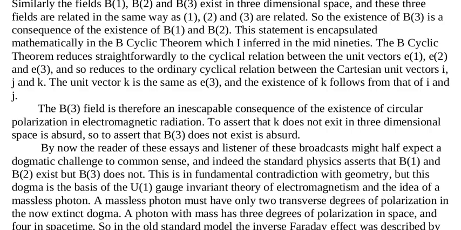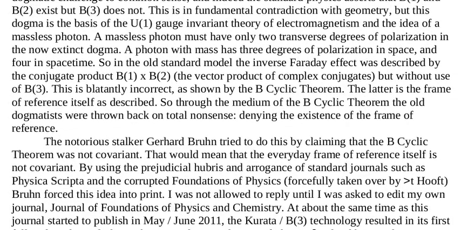By now, the reader of these essays and listener of these broadcasts might half expect the dogmatic challenge to common sense, and indeed the standard physics asserts that B1 and B2 exist, but B3 does not. This is in fundamental contradiction with geometry, but this dogma is the basis of the U1 gauge invariant theory of electromagnetism and the idea of a massless photon. A massless photon must have only two transverse degrees of polarization in the now extinct dogma. A photon with mass has 3 degrees of polarization in space and 4 in spacetime.